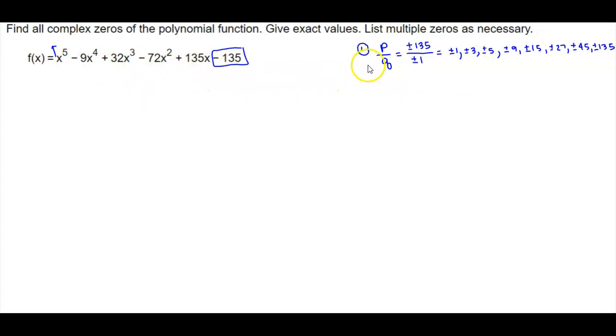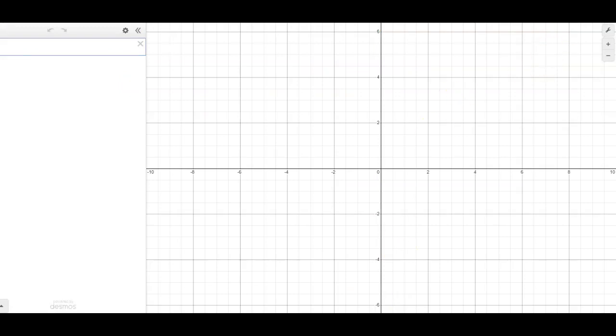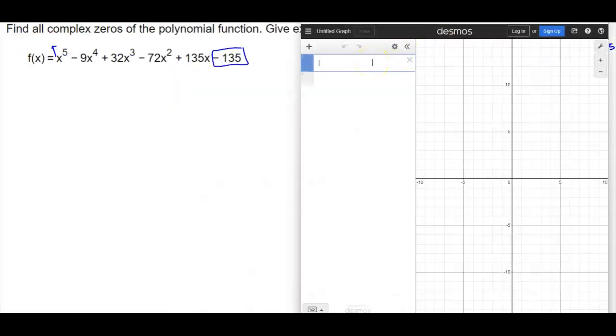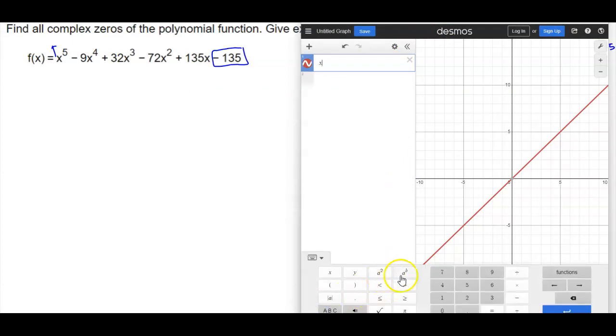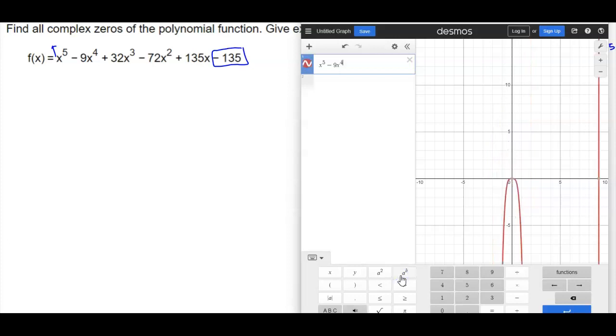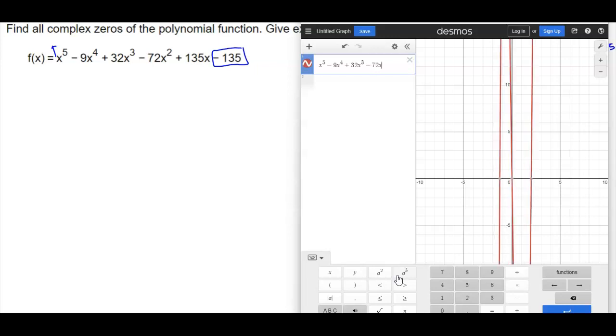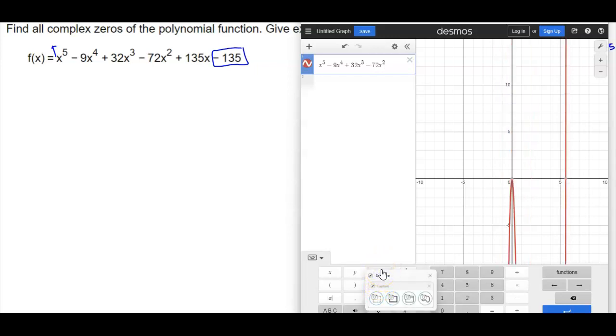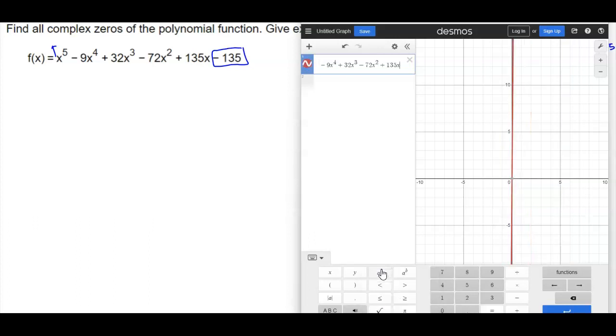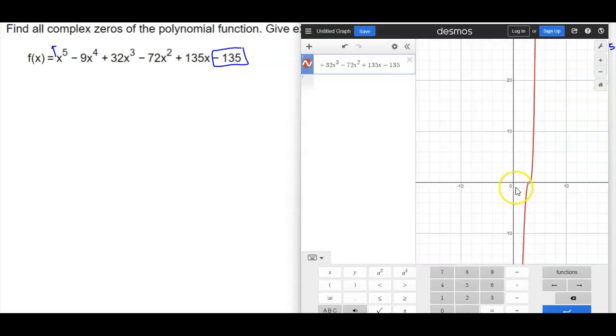Now we're going to go ahead and graph this on Desmos to find the exact zeros of this function. So let's go ahead and plug this in. So we have x to the 5th minus 9x to the 4th plus 32x cubed minus 72x squared plus 135x minus 135. Okay, so let's take a look here.